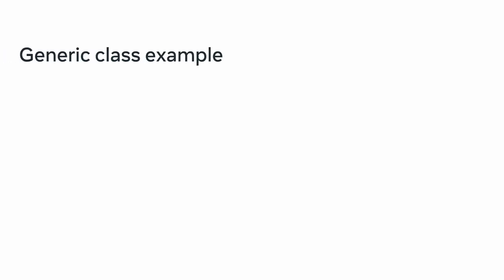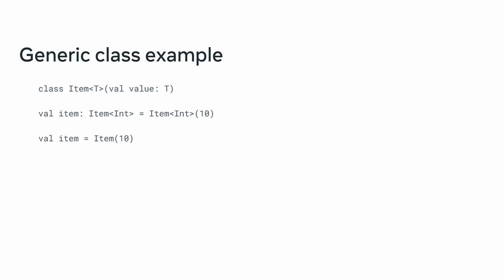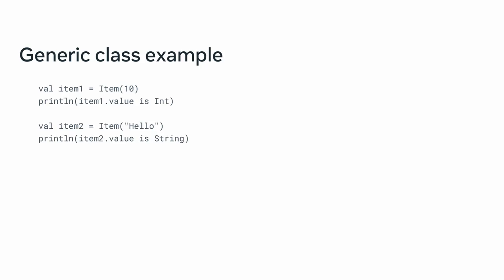Let's examine what a generic class is and how to use it. Let's say you have a class named Item that takes an argument of a generic parameter type T, which is stored in value. You can create an instance of this class by providing the type, such as Int, and passing in a value of that type, for example 10. Alternatively, you can create the instance without specifying the type, as the value passed is inferred automatically by the compiler. That is how you can use this class with a string as well as with an integer. Both print statements would print true, as the first item is an integer, while the second one is a string.